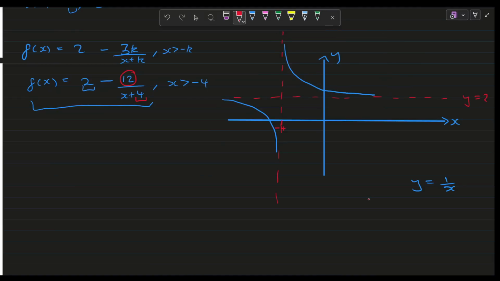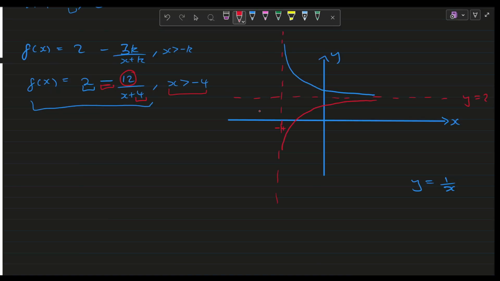Alright, and then finally we've got this negative sign here. Before we get to this negative sign, notice that our domain is x greater than negative 4. So it means we can discard the left part of this graph. We don't need it. We only want greater than negative 4. Then finally we've got this negative sign. So that's a reflection in the x-axis. So if you reflect your graph in the x-axis, it's going to look like this.